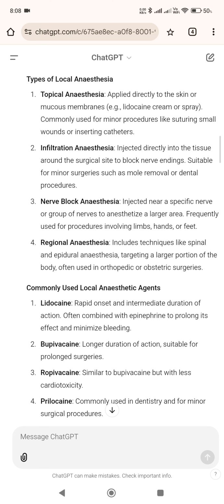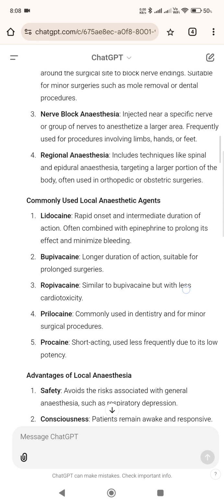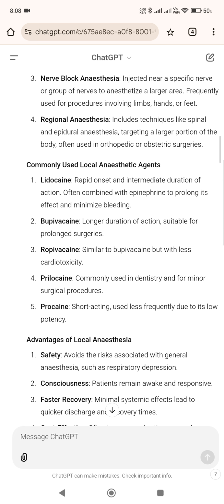3. Nerve block anesthesia, injected near a specific nerve or group of nerves to anesthetize a larger area, frequently used for procedures involving limbs, hands, or feet. 4. Regional anesthesia includes techniques like spinal and epidural anesthesia, targeting a larger portion of the body, often used in orthopedic or obstetric surgeries.